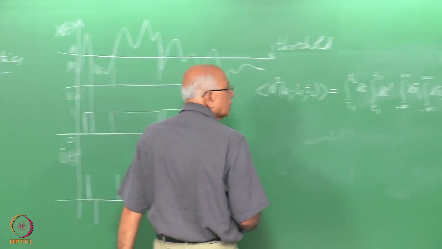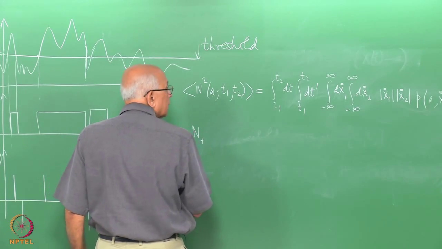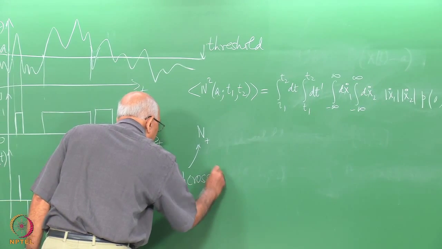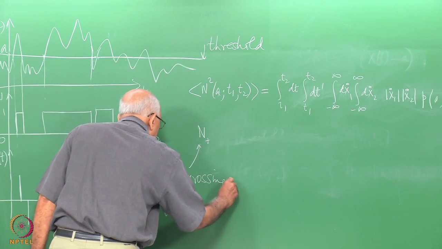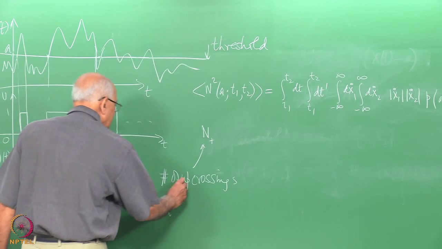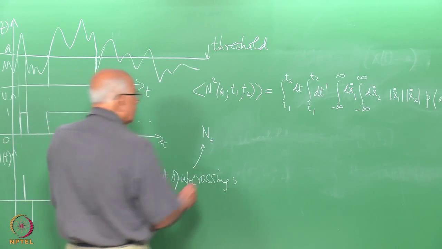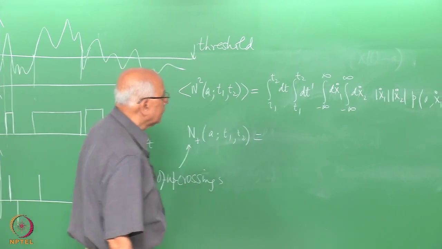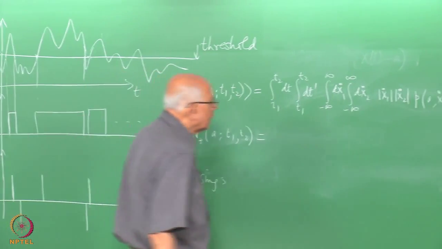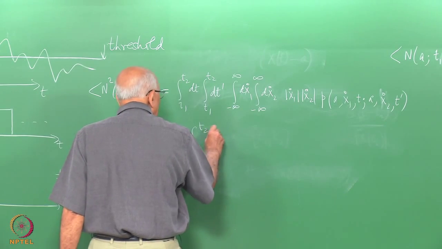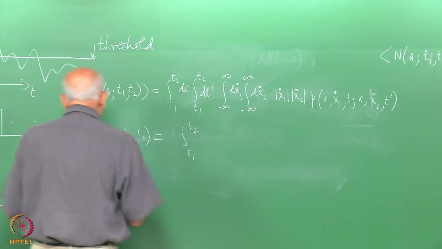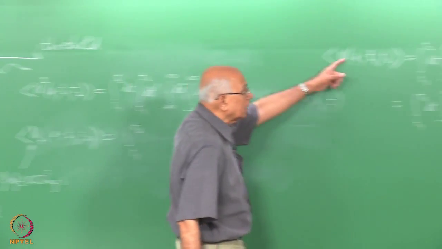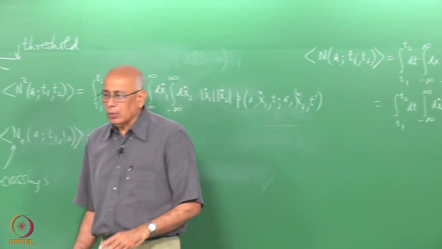So if I call n plus the number of up crossings of a, t1, t2, what would this be equal to? It would be equal to the integral t1 to t2. Let's find the average number. That's what we're interested in in general. Here's the number of crossings, actual crossings. What should I do if I want just the up crossings?